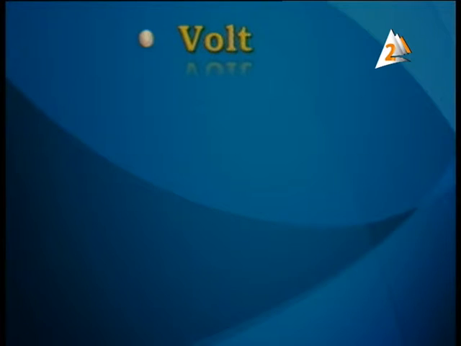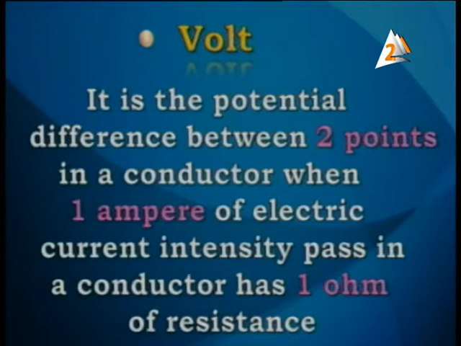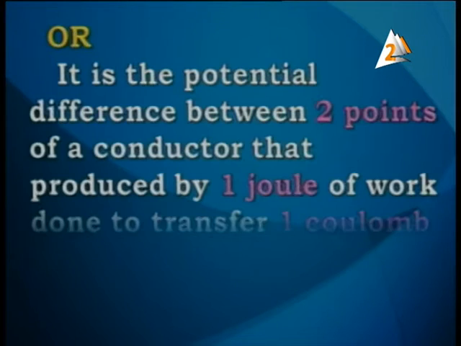Let's go to see another one. We have volt. What's meant by volt? Volt means the potential difference between 2 points in a conductor when 1 ampere of electric current intensity passes in a conductor that has 1 ohm of resistance. So here it's very important to write 1 ampere and 1 ohm.